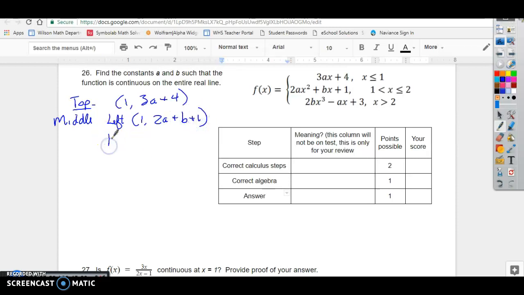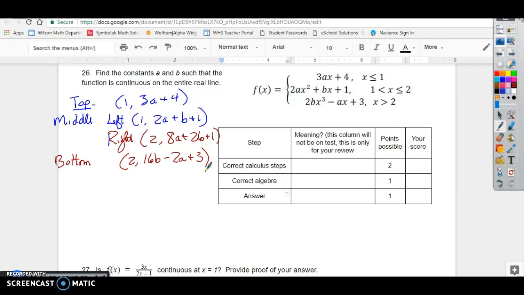And then my right side, let me change colors so that way I don't mix the two up. My middle right end point will end at 2, it says. If I plug 2 in here, 2 squared is 4, 4 times 2 is 8, so 8a plus 2b plus 1. And then my bottom equation starts at 2, and 2 cubed is 8, 8 times 2 is 16, so I have 16b minus 2a plus 3.